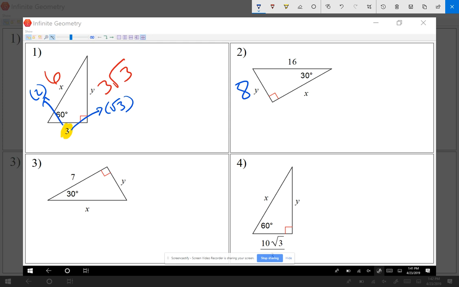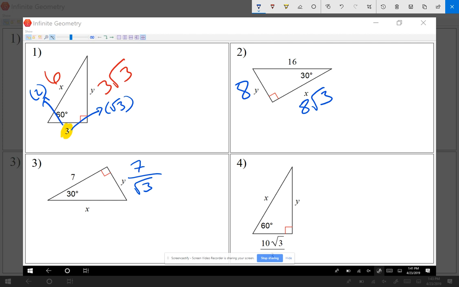Now that we have the small side is 8, what's x? 8 radical 3. Beautiful. Now, looking at question number 3, we start with the side 7. What do I do to the 7 to get the small side? Divide by radical 3. Because I'm going to have 7 divided by radical 3.